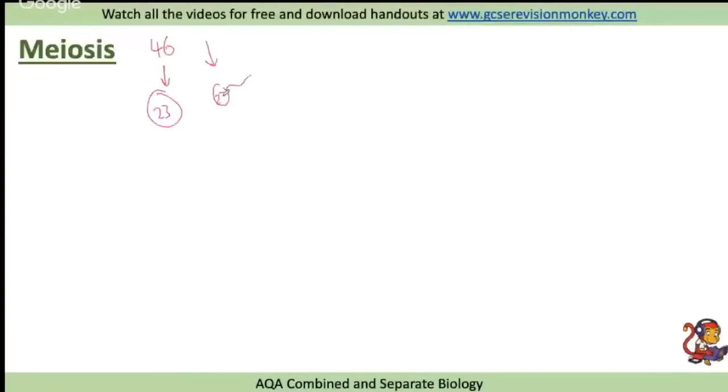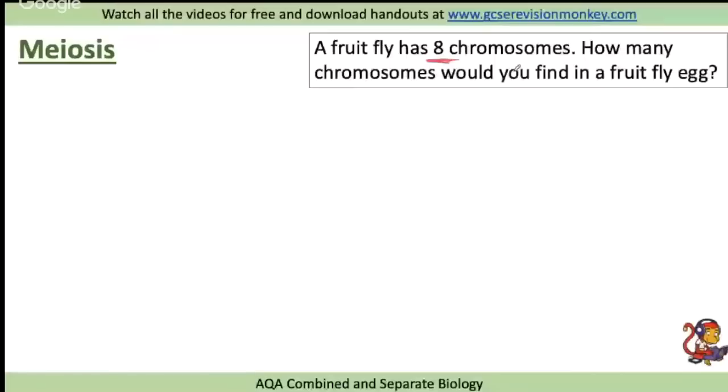So we're halving the number of chromosomes that we've got, so that when they come together in fertilization, you make 46 again. But just for you to be resilient, they might not ask you about humans in the exam. They might ask you about a completely random animal, or they might even start talking about plants or something else. They'll probably keep it on animals, to be honest. But here we go. A fruit fly has 8 chromosomes. How many chromosomes would you find in a fruit fly egg?